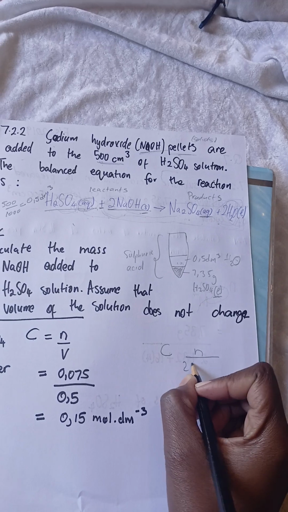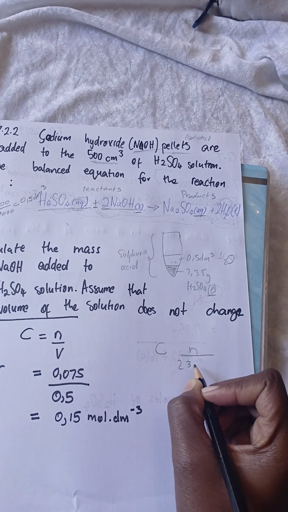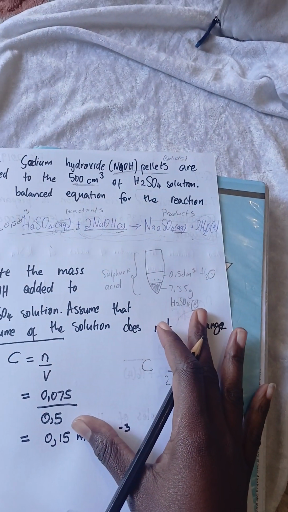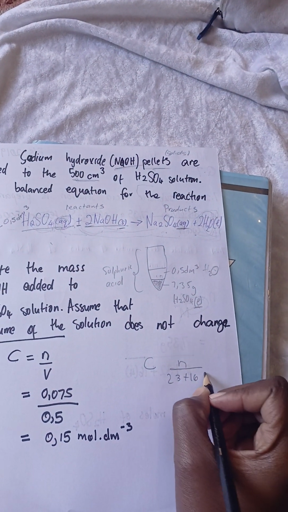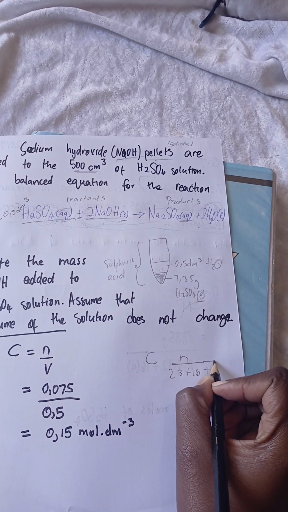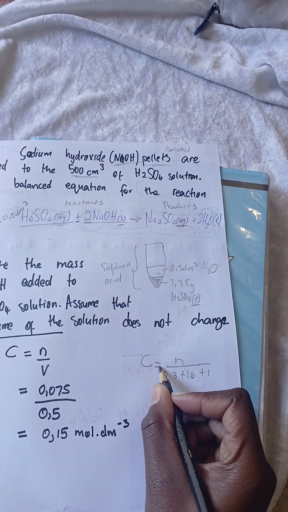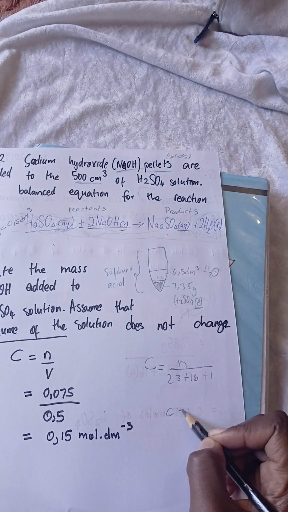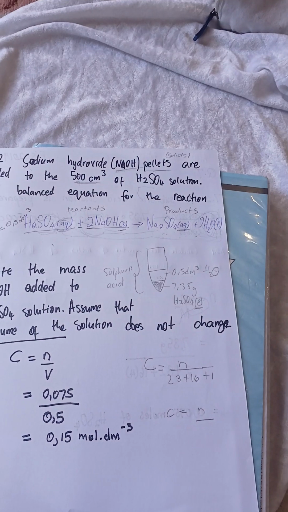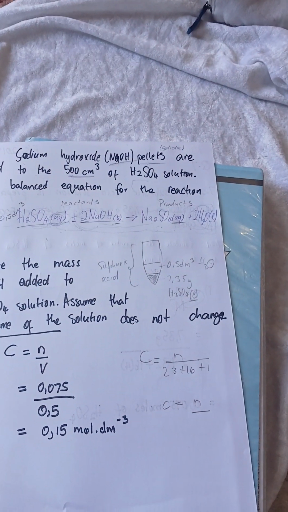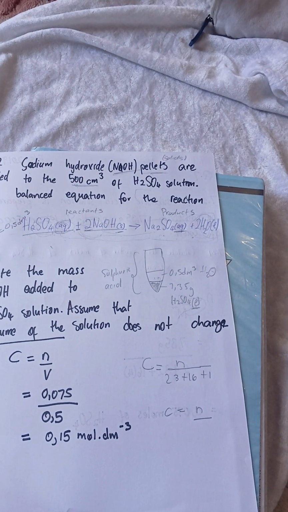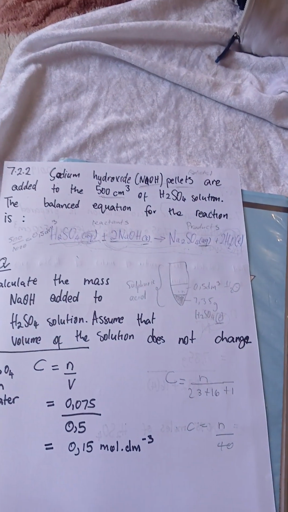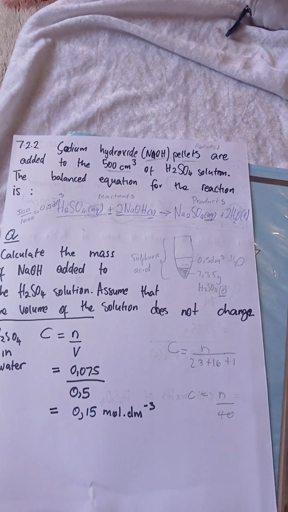The molar mass would be about 23 plus 16, and we will have our 1, right? So this is going to be the concentration, which is going to be C equals N over the molar mass, 23 plus 16 plus 1. I'm doing this step by step, guys, so that you can understand. I don't want us to go to the answer straight. So this is going to be 40.